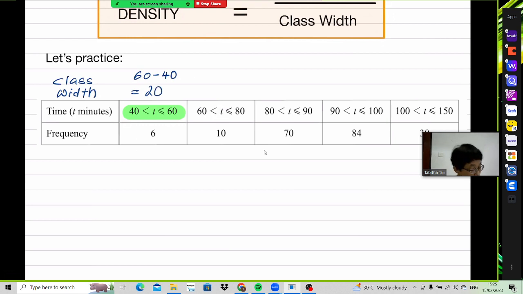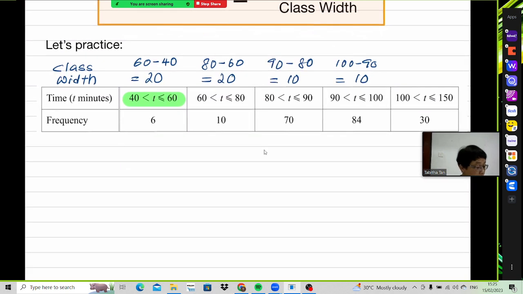Let's go on with this. So this is 80 minus 60. You may pause the video, work this out and join me later. So let's go on. This is 20, and practice some more. Class width for this is 100 minus 90, and the class width is 10 minutes. And this, what is the class width? The upper class minus the lower class, the class width is 50.